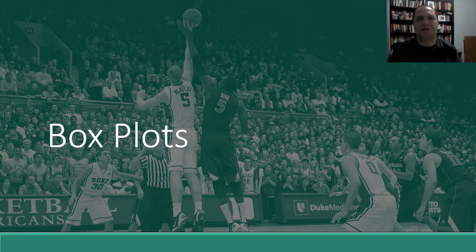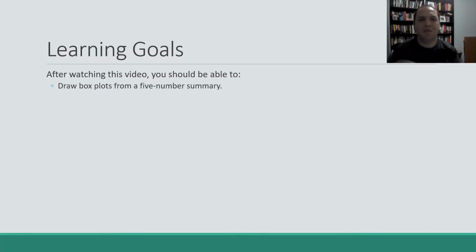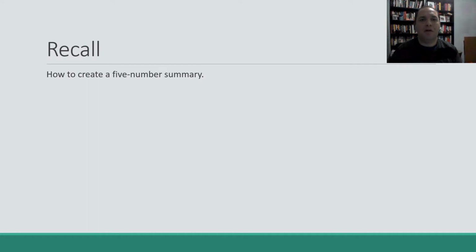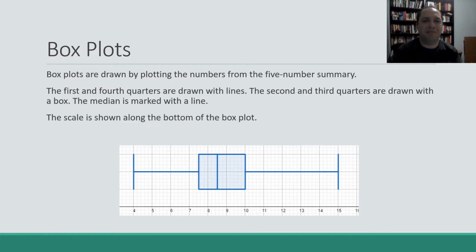Hi students, in this video we're going to look at how to draw box plots. After watching this video you should be able to draw a box plot from a 5-number summary. The biggest thing you have to remember how to do is how to create a 5-number summary, because we'll be using that directly when making our box and whisker plot.